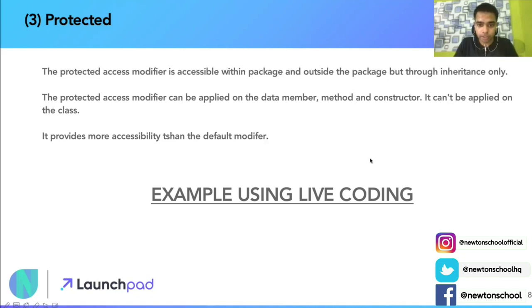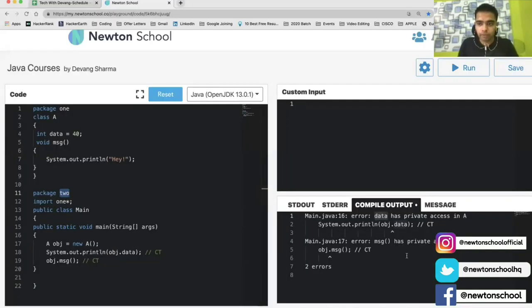Let's go back to our coding screen. So here we have taken the example of the previous one, right? Previously we have two packages. I will use the same example for the protected use case. So now I create another package and import the first package here. Let's say I create a class B here, and this class B extends A. Now this program will run successfully.